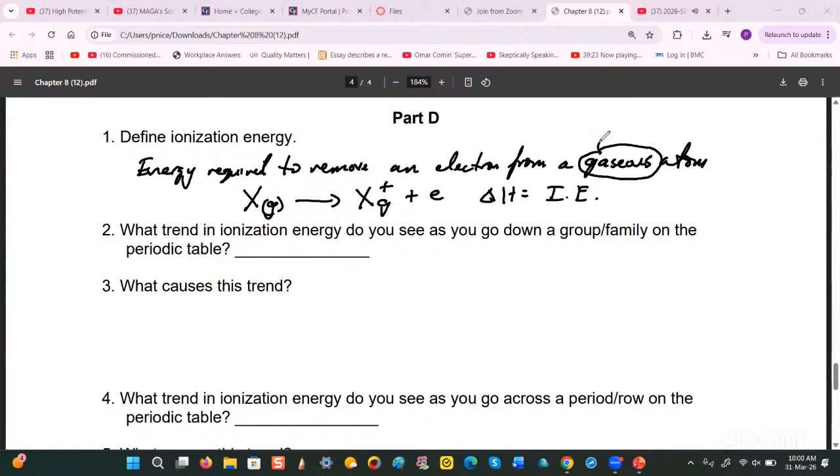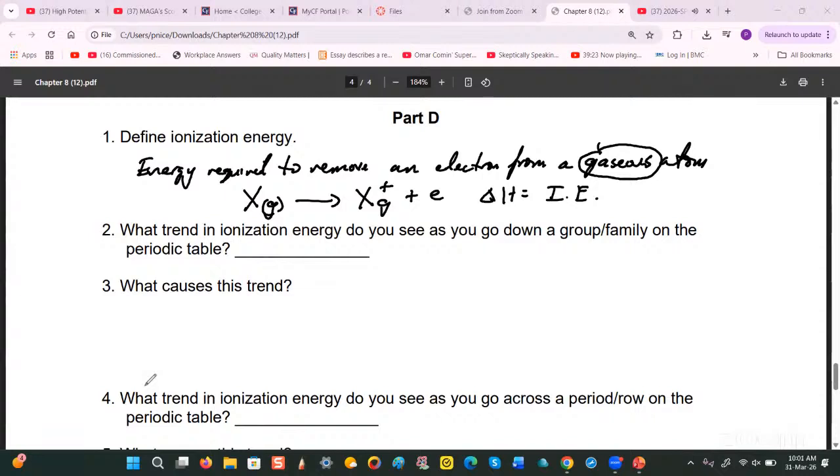And the reason for that has to do with the fact that when you remove the first electron, what you're left with is a positively charged species, right? So to remove another electron, it's going to be more difficult because you're removing something negative from something that is positively charged. That increases the charge in each step, which means it becomes progressively more difficult to remove electrons, and therefore the ionization energy will increase with each step. Okay, so that's question number 1.